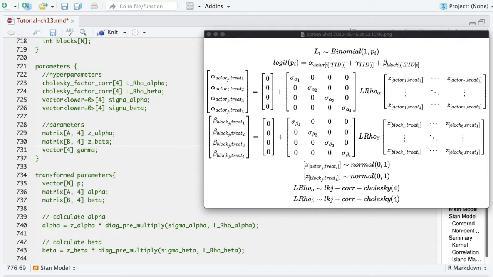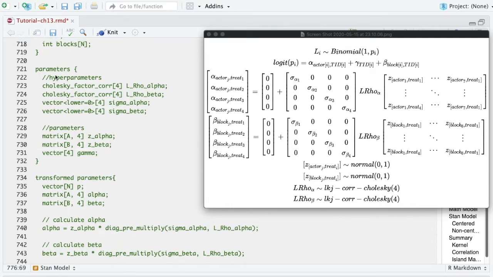Just keep an eye on the dimension of the matrix and don't let the matrix multiplication fool you. In the parameters block, we define the hyperparameters and the parameters. In the centered version model, we define the correlation matrix using the correlation matrix data type. And in the non-centered version, since the correlation is from a Cholesky decomposed LKJ prior, the data type is Cholesky factor correlation. This will force the result to be a lower triangular matrix. Sigma alpha and sigma beta are the same.